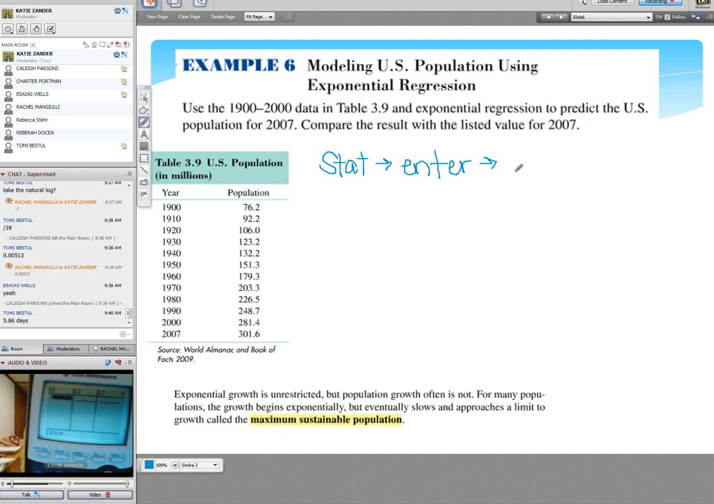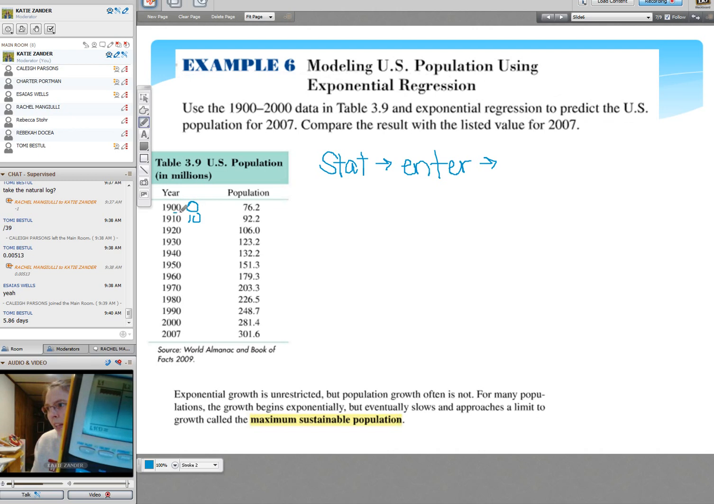Okay, that got rid of everything, and now you can go ahead and put your new data in. Instead of using 1900, let's just use 0, 10. We'll use these last two digits here for the x values. It's a little bit more practical that way.